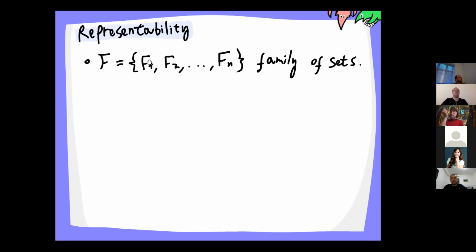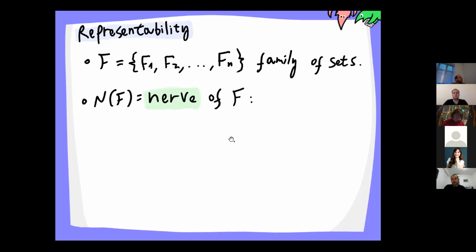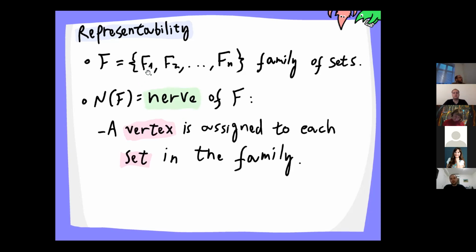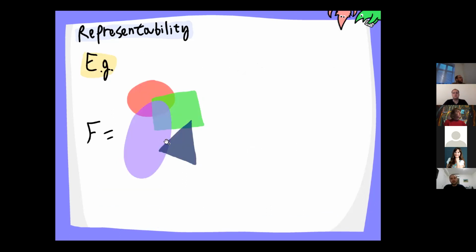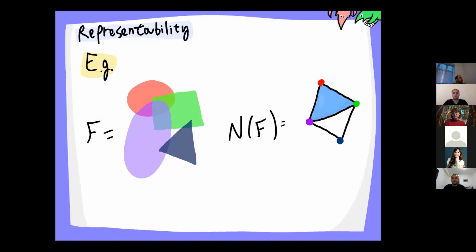So assume we have a family of sets F, with sets F1 up to Fn. We define the nerve of F to be the simplicial complex whose vertices correspond to the sets in the family and whose simplices correspond to subfamilies with non-empty intersection. For example, if F is this family of 4 sets, then the nerve will look like this.